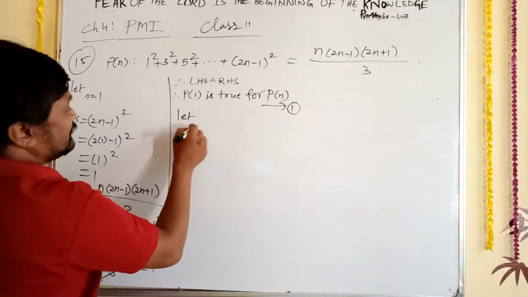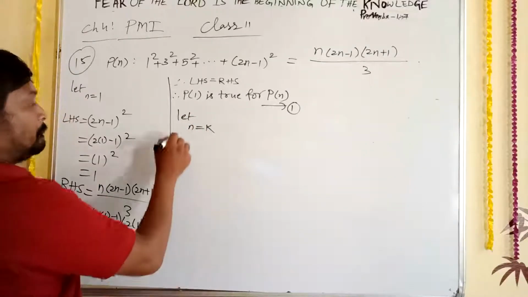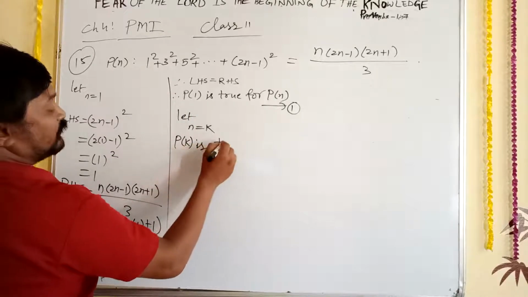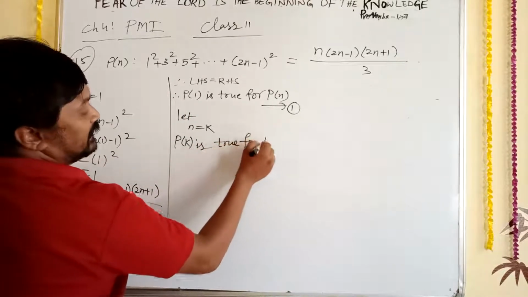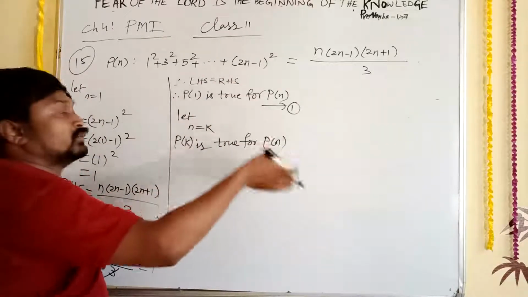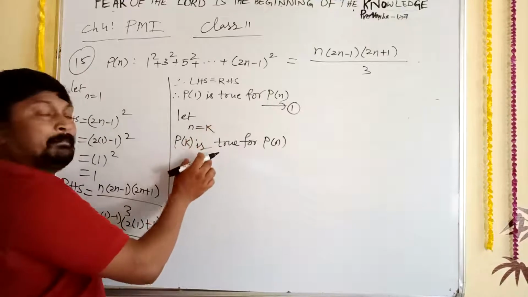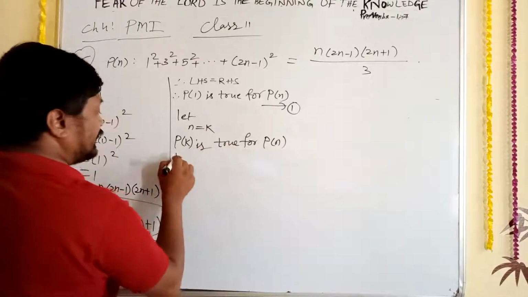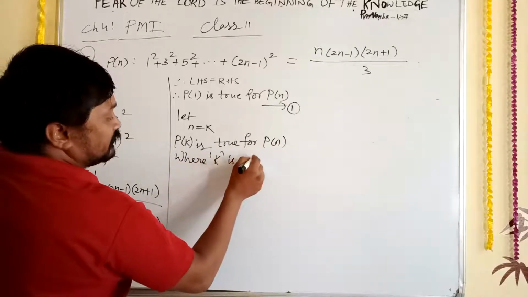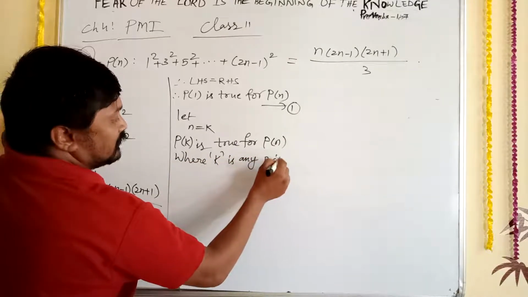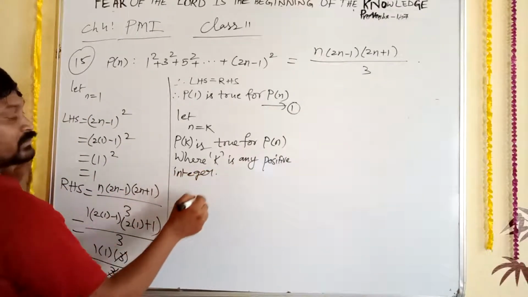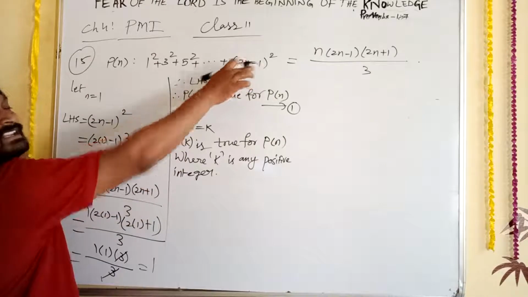Let n is equal to k, such that P of k is true for P of n. Here first we are assuming. Let means it is an assumption. Let n is equal to k, P of k is true for P of n, where k is any positive integer. After that, what we need to do? Wherever n is there, substitute k.